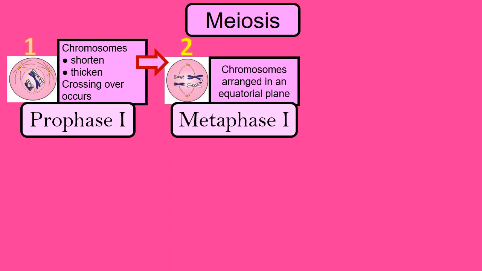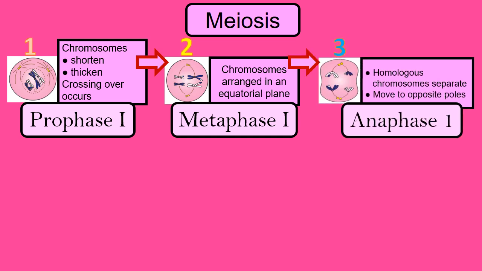Next is metaphase 1. Chromosomes are arranged in an equatorial plane. The spindle fibers are attached to the centromeres. Number 3 is anaphase 1. Homologous chromosomes separate and move towards the opposite poles of the cell.